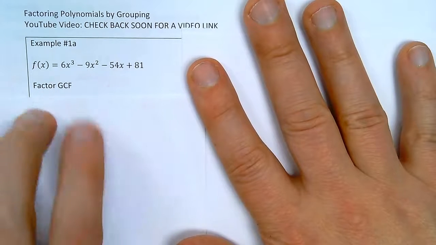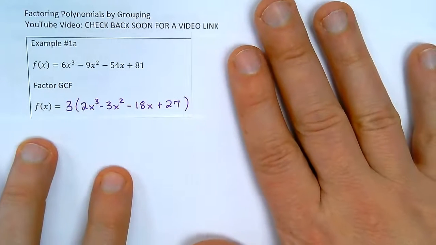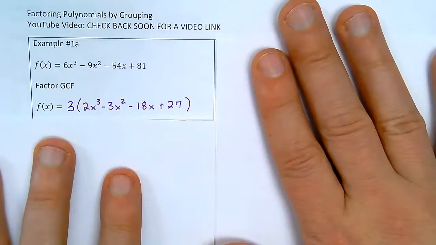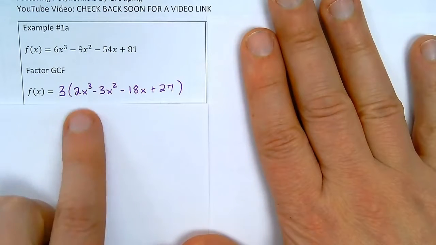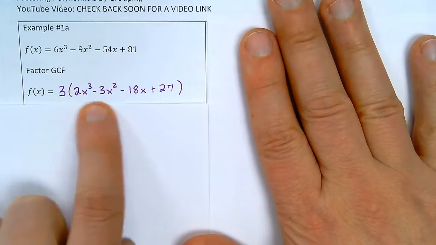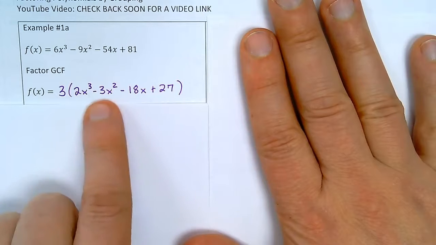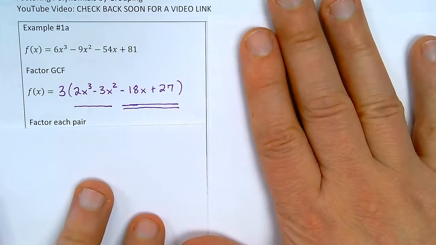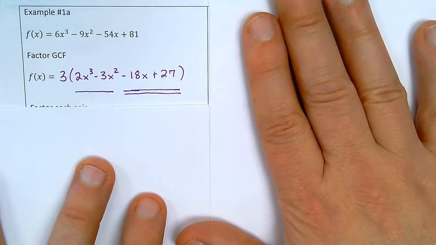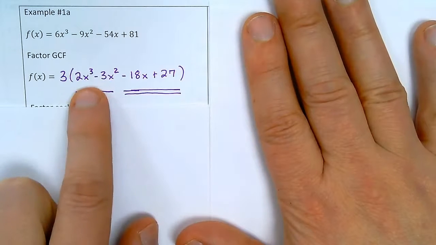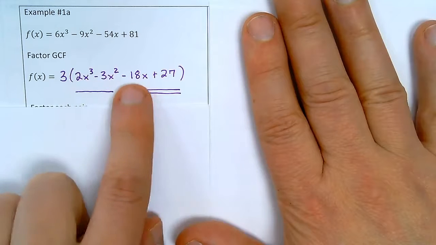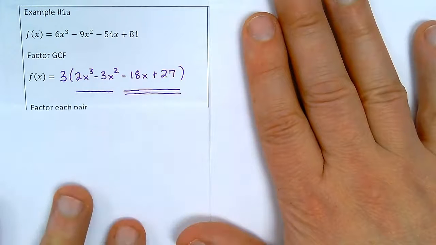And in this case, all of our terms are multiples of 3, so I'm going to pull a 3 out of all of the terms first. The factor by grouping is going to be done on this four-term polynomial in the parentheses set. And what we're going to do is look at each pair and factor those. So we'll factor the first two and we'll factor the last two.